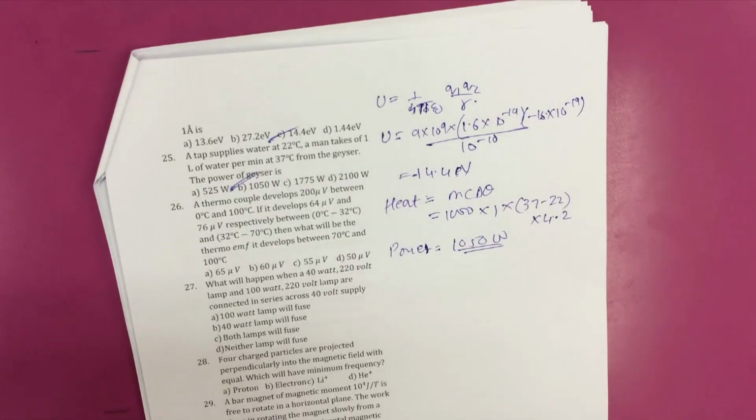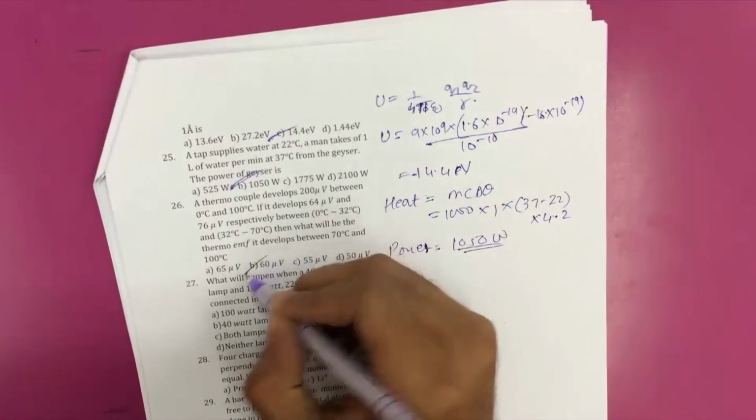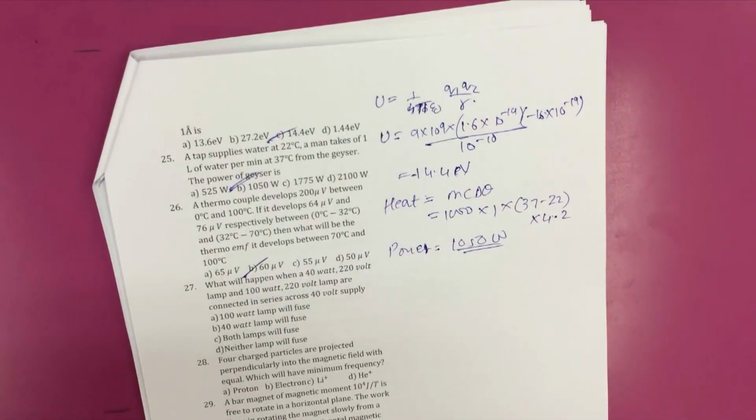Now, by using a very simple principle, the thermo EMF developed between 0 to 100 would be equal to that developed between 0 to 32, then 32 to 70, then 70 to 100, that is addition. So basically 200 would be equal to 64 plus 76 plus the thermo EMF between 70 to 100. So thermo EMF between 70 to 100 would be 200 minus 64 minus 76. So the correct answer here would be 60 microvolt.